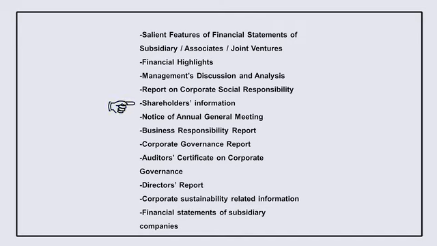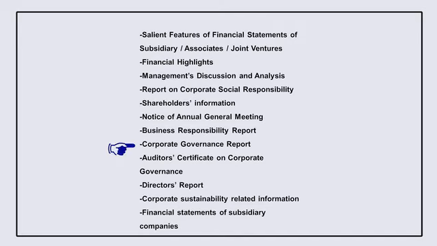Apart from that, shareholders information. Under it, the company has to disclose in the annual report the information regarding the shareholders, that means the shareholding pattern: how many shares are held by the government sector and how many by other sectors. Notice of the annual general meeting is also an important part from the investor's point of view, because nowadays it is mandatory to hold at least 4 to 5 meetings throughout the year, and before holding an annual general meeting the company has to issue a proper notice to the shareholders.